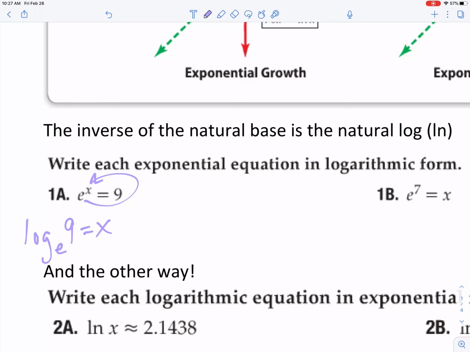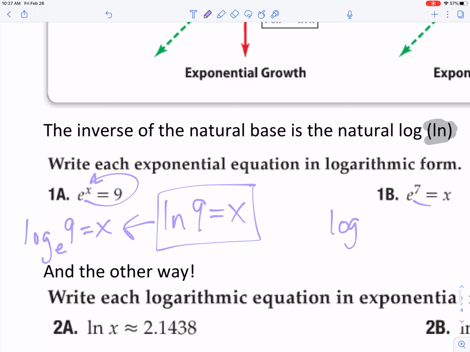Now the thing is, remember with the common log, it was so common we just quit writing the 10? Kind of the same thing here. We don't normally write log base e. Instead, the way we normally write that is ln. So instead of circling that as my answer, I'm going to say ln, or the natural log, of 9 equals x. It means that, it's just that this is how we would normally write that. So again, if I was going to rewrite this one, it would be log base e of x equals 7, with a final answer of the natural log of x is 7.